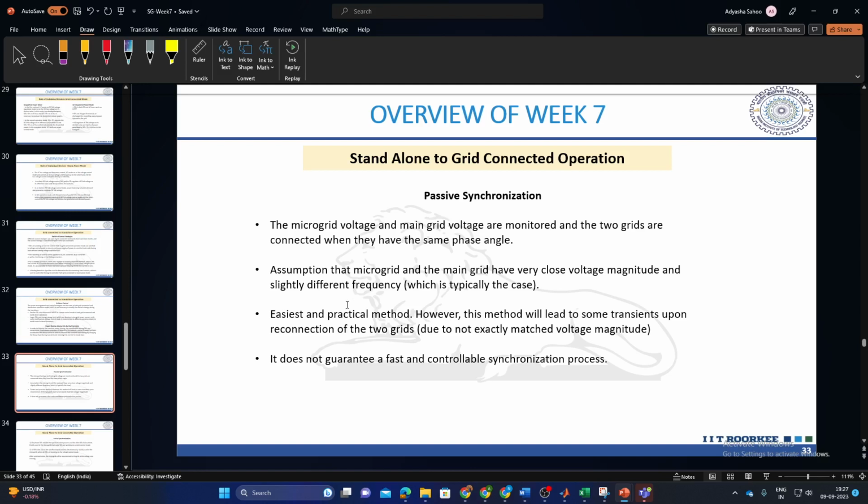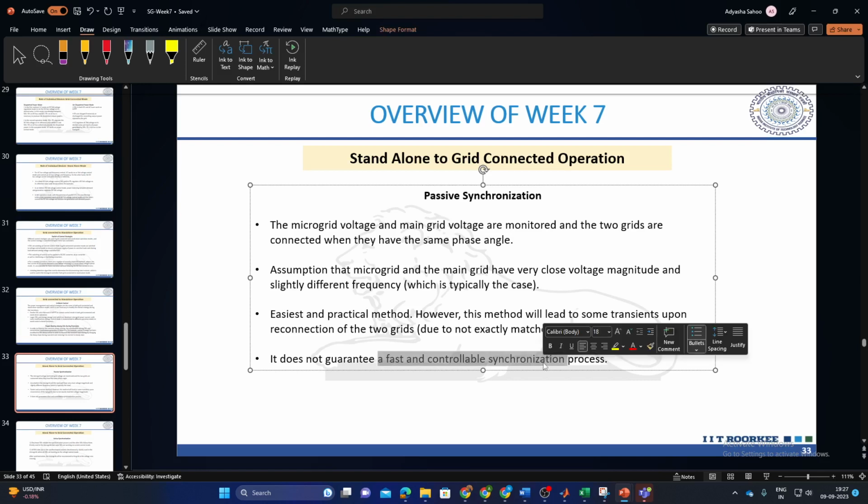Then moving on, the next transient was going from islanded mode to grid connected mode. When we have to connect to the grid, we have to synchronize to the grid. This synchronization can be done in two ways, passive or active. In the passive way, we continuously monitor the voltage, and whenever we see that the phase angle is matched, we connect the microgrid to the main grid.